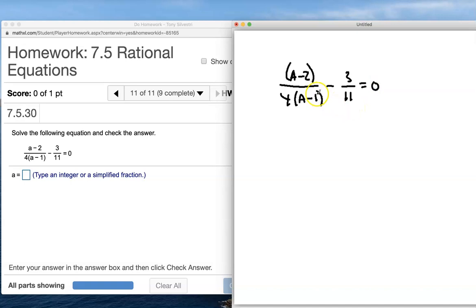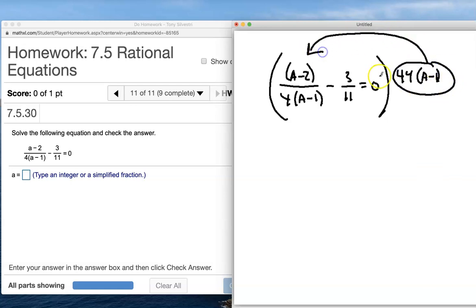Well, they already gave us all the factors. So we've got to multiply both sides by the common denominator. The smallest number that 4 goes into and 11 goes into evenly is 44. See, 11 goes into 44 and 4 goes into 44. And then we still got another factor that you have to include, a minus 1. And now you do your circle and point. The a minus 1's cancel.